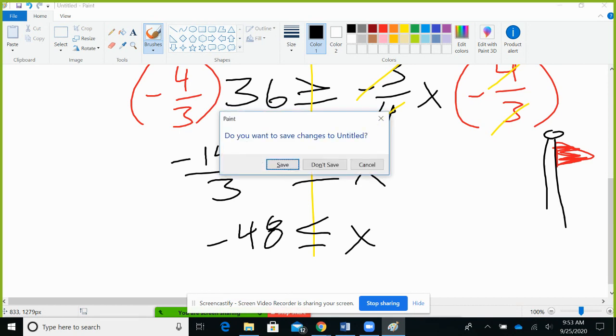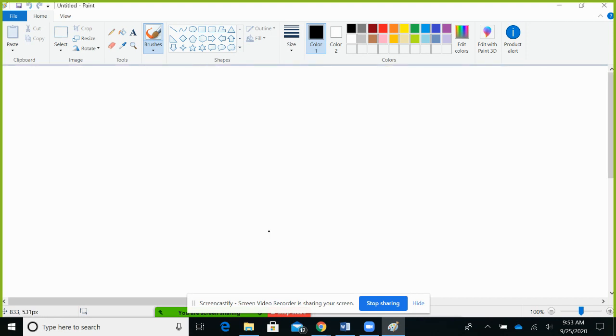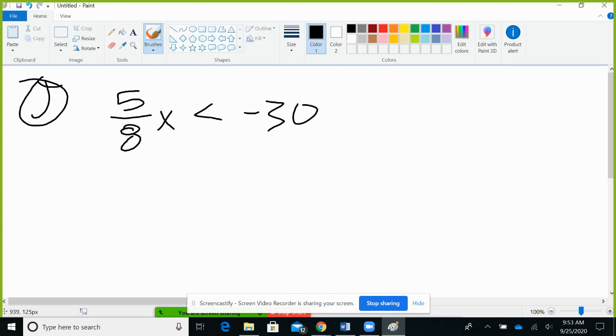Okay. Because this answer is different than your other answer? Okay, so that means you had that one incorrect. So maybe there's other ones that are incorrect. So let's check J. J is 5/8 x is less than negative 30. Canyon, walk me through this one. What do I do?